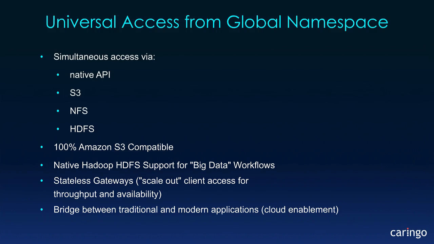So universal access from global namespace, we've touched on this a little bit, so let's walk through it. We're talking about simultaneous access by native API, in the case of Swarm, it's SCSP or Simple Content Storage Protocol based on HTTP 1.1. Basically you're just making web calls to it directly. It's a RESTful interface. Another RESTful interface would be Amazon S3, very similar in nature.